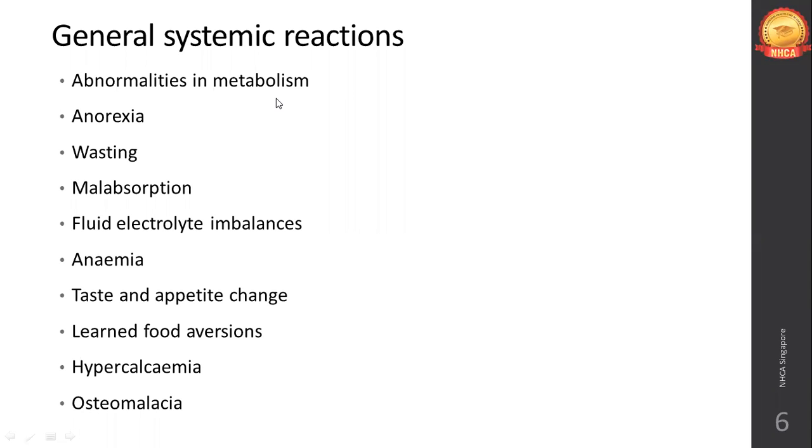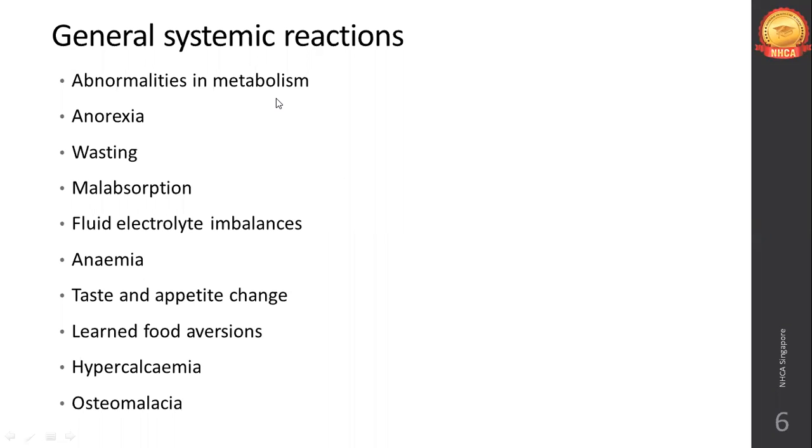So this is an example of learned food aversion. Any food item, the food may not have been the causative agent, but it led to severe symptoms in your body, severe side effects in your body. You will have a natural aversion towards that kind of food. That is seen in cancer patients.